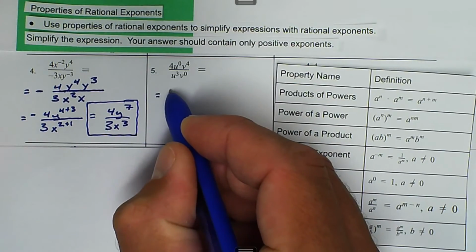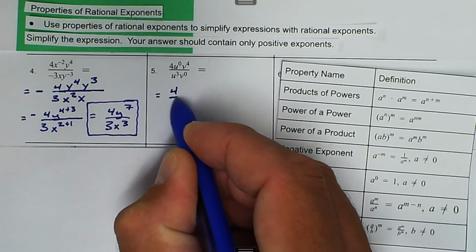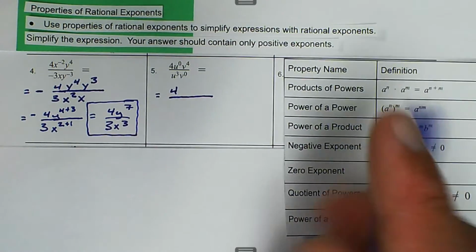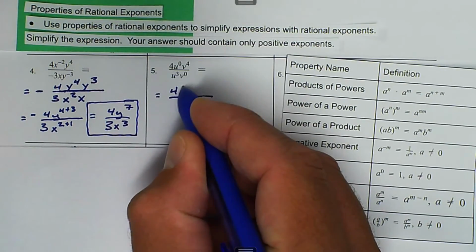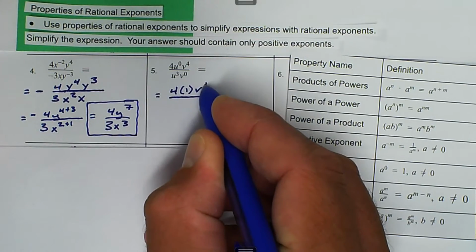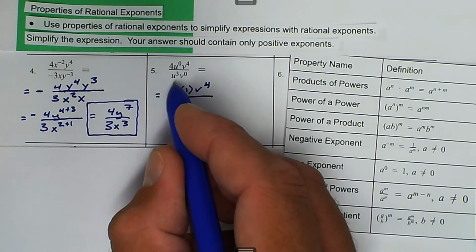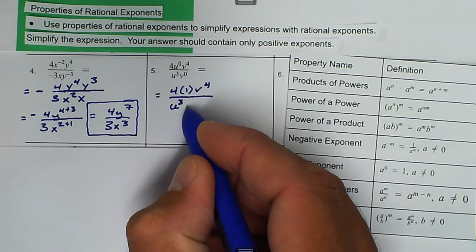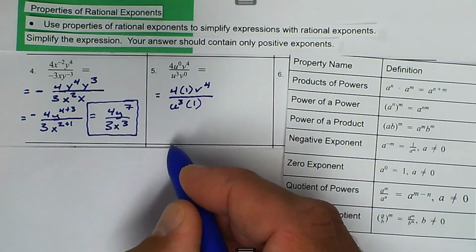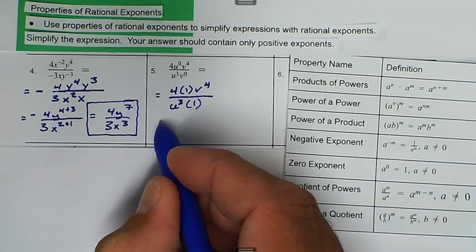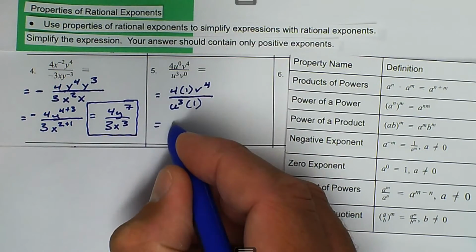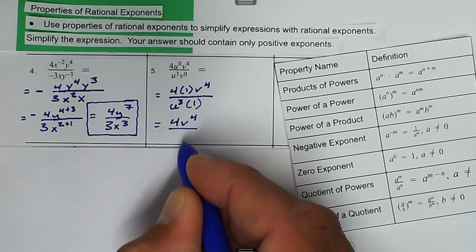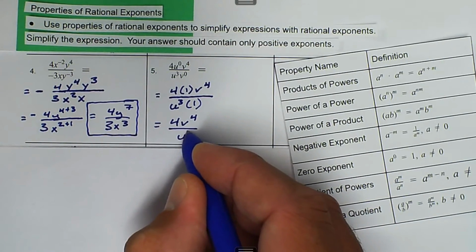So then the 4 stays in the numerator. U to the 0 power is 1. And then v to the 4th. Then we have u to the 3rd in the denominator. V to the 0 is 1. And then we can rewrite what we have. So 4 times 1 is 4. V to the 4th divided by u to the 3rd.